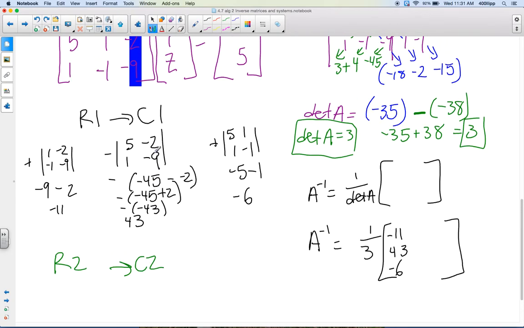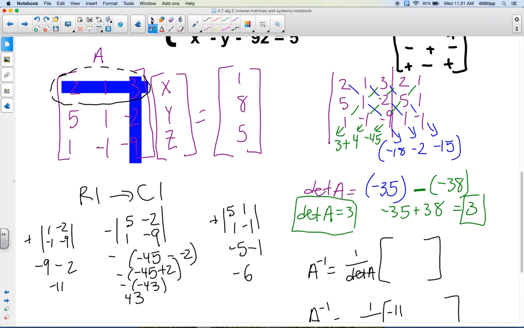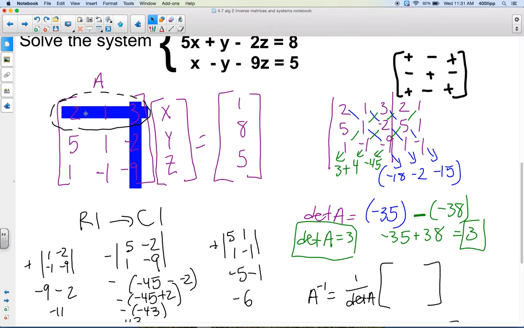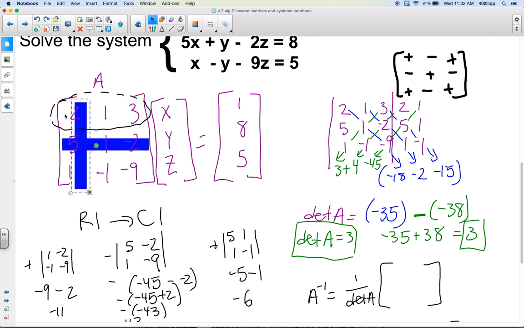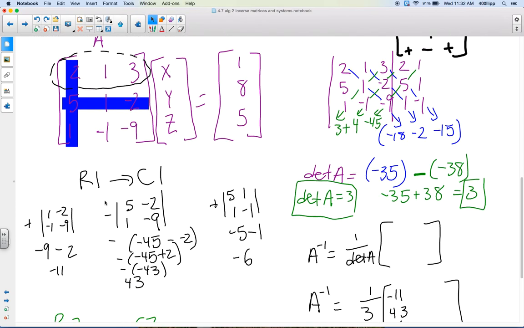So here we go, row 2. So let's move these so that we can do it. So we're going to move it so that this is row 2. And we'll start with the first one here. Okay, there we go. So we're just trying to cover up the row and column that it's in. So now we're looking at row 2. So writing what's left, we have a 1, 3, -1, -9.